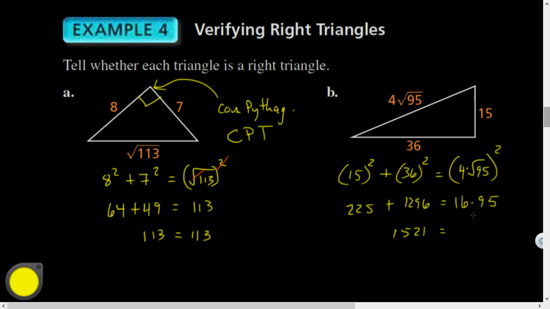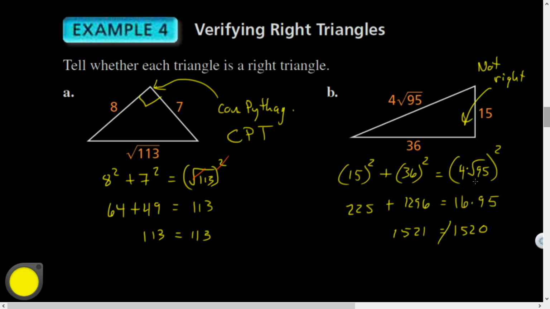What is 16 times 95? Question? Oh, so close. Yeah, question. Yep, you can distribute the squares, so I square the 4 and I square the radical, and then I multiply their outcomes. Yep.